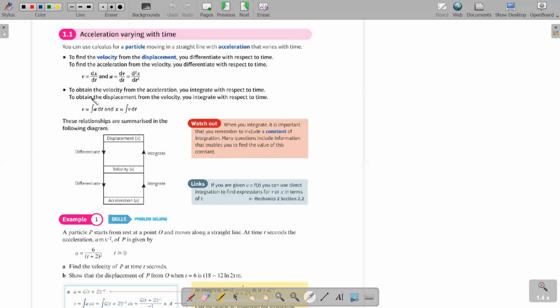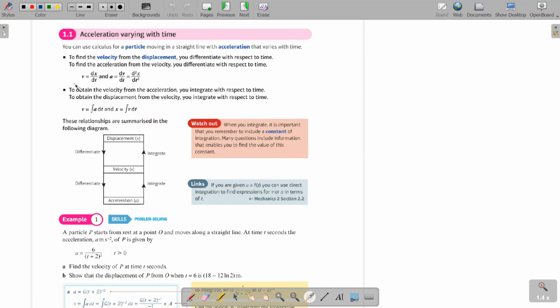To obtain the velocity from acceleration, you go the other way. Acceleration to velocity, we integrate. And again, from velocity, when you want to go back to displacement, you again have to integrate. Because obviously differentiation and integration are reverse processes. So if you go from displacement to velocity to acceleration by differentiation, the other way is by integration. Do you agree with me?